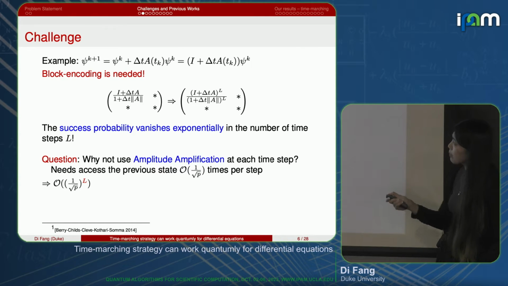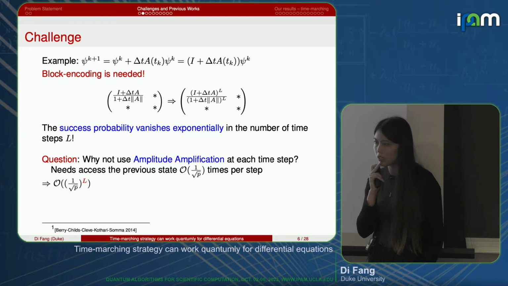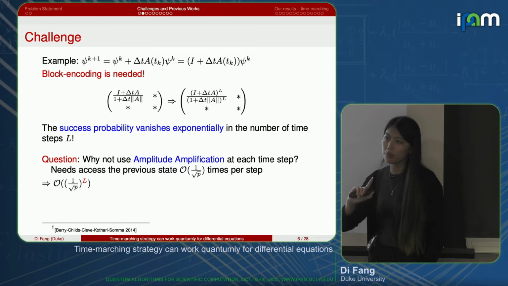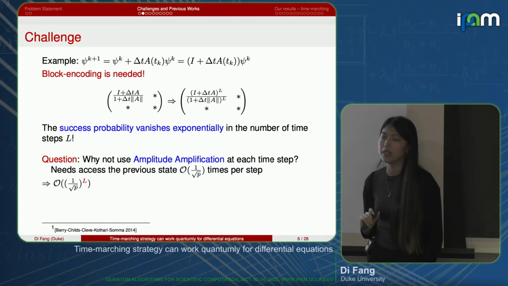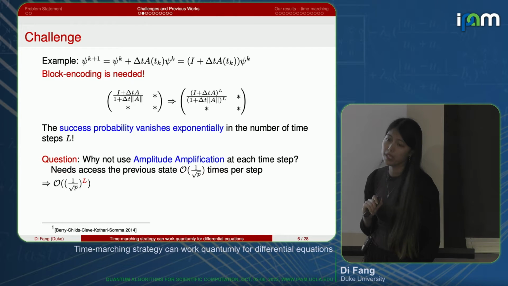If you do amplitude amplification, boosting the success probability at each of the time steps, let's recall what amplitude amplification needs to do. You need to have a reflection around the state that you start with. How many times you need to do amplitude amplification is determined by the success probability, which is guaranteed to be less than 1.